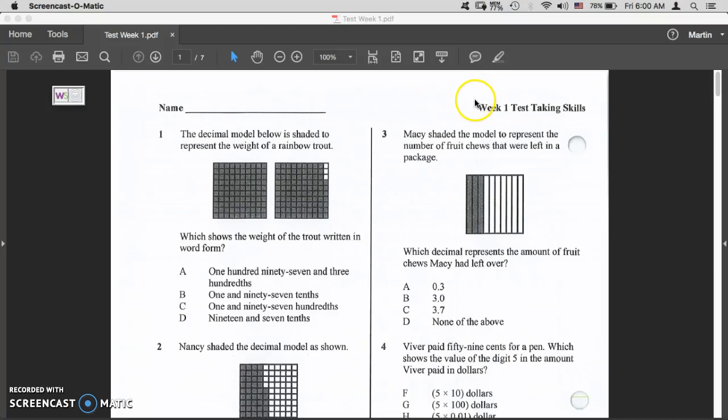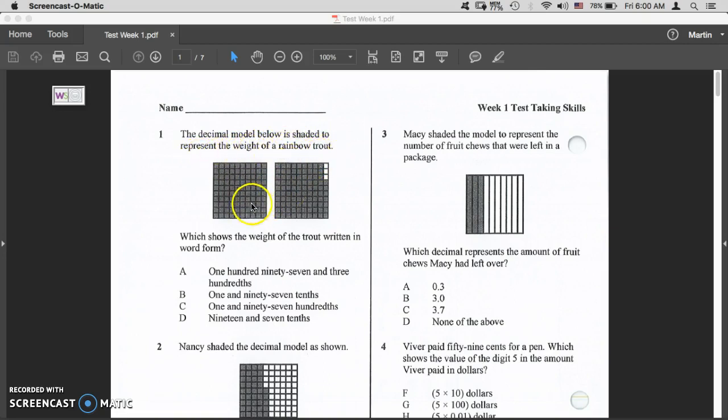Okay guys, right now we're going to go ahead and review our test taking skills. So we're going to start off with question number 1. These are strategies that I want to see done during your test. So number 1 reads, the decimal model below is shaded to represent the weight of a rainbow trout.